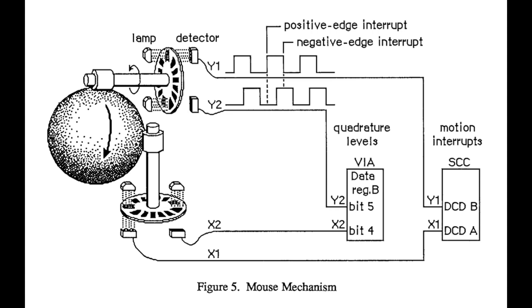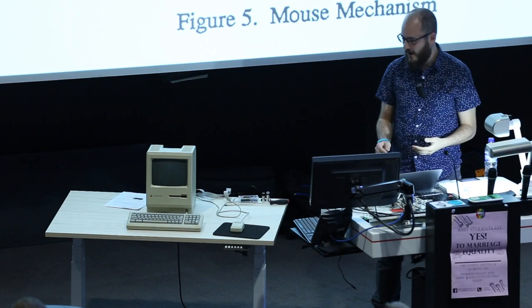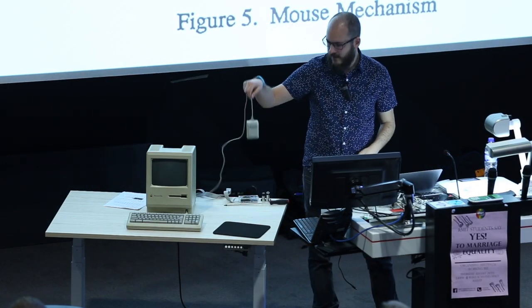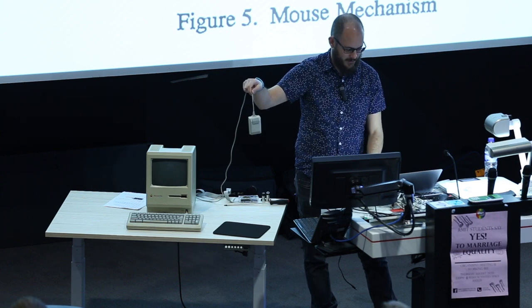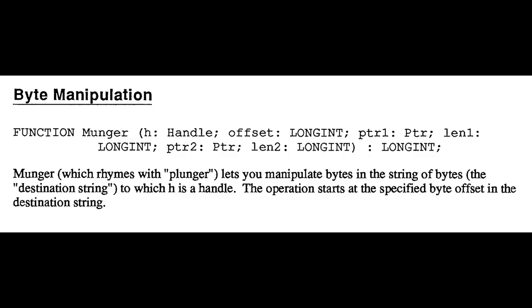This follows on the immediately next page. It shows how the original Apple Macintosh mouse is a pretty simple device. So it pays to have clear diagrams, even for things that seem a bit more abstract. Here we have a function called Munger, and you say the word Munger that way because it literally says rhymes with plunger. Important to know. However, what it's doing is find and replace.